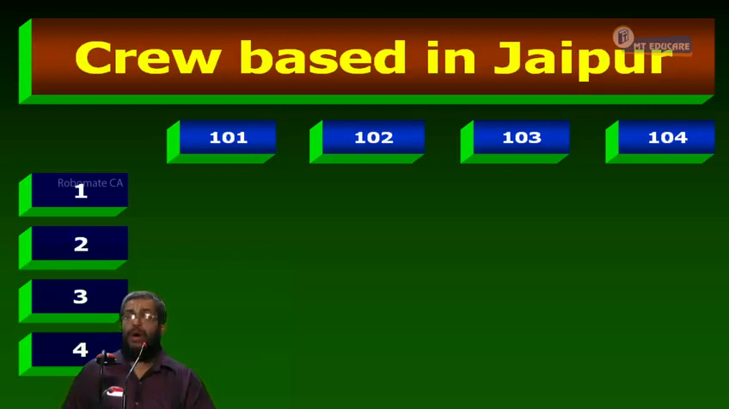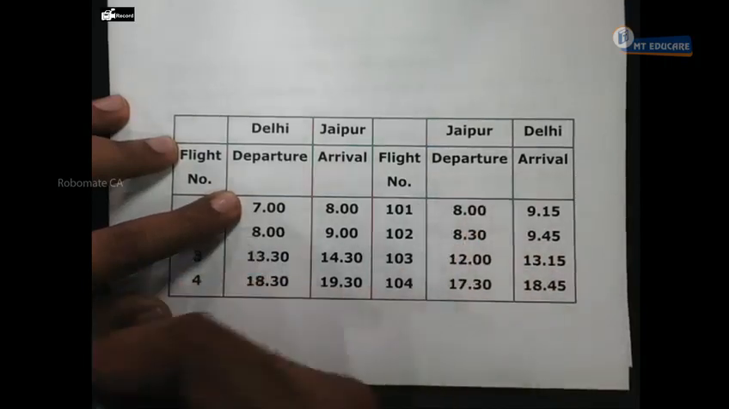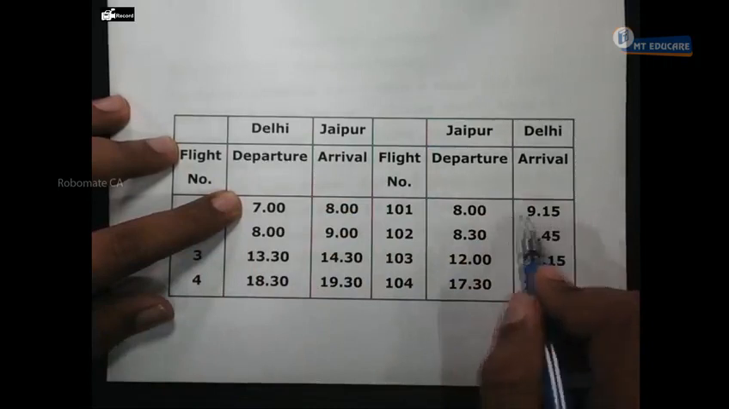Now, am I in Delhi or Jaipur? Jaipur. Let's start with 101. I start in Jaipur in flight 101. When does it reach Delhi? 9:15. From Delhi, if I pair flight 1, when do I start from Delhi? 7 o'clock. Now today 9:15 to tomorrow 7 o'clock, what is the time gap? 21 and 3 by 4. Can I proceed or not?